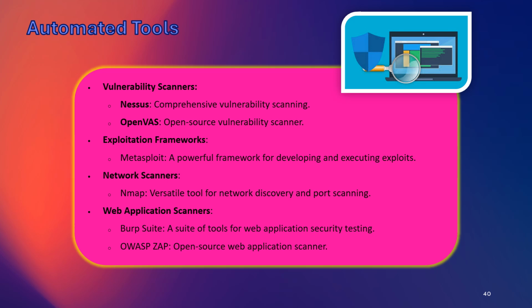Network scanning tools such as Nmap help discover active hosts, open ports, and services running on a network. Web application security tools like Burp Suite and OWASP ZAP analyze and test for web vulnerabilities. These tools enhance the efficiency of penetration testing by automating vulnerability discovery and exploitation.